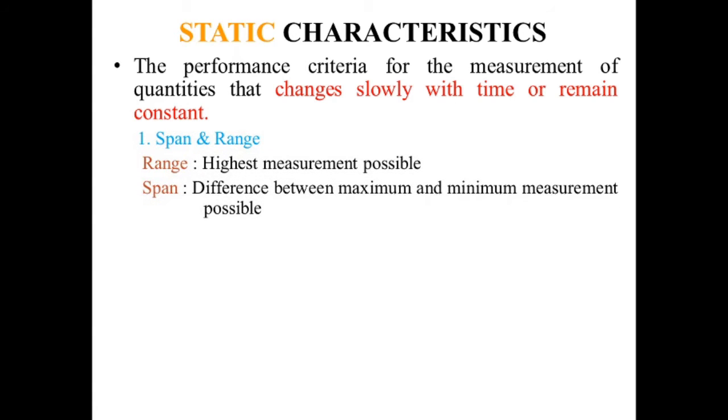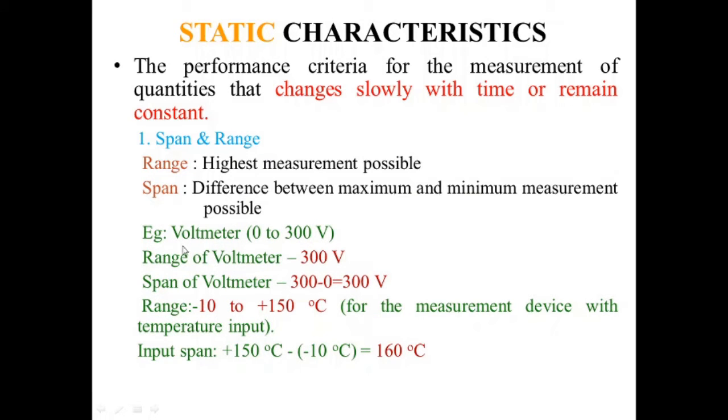Now coming to the different static characteristics of electrical measuring instruments. The first one is the span and range, where range is the highest measurement possible and span is the difference between the maximum and minimum measurement possible. For example, take the case of a voltmeter with a specification of 0 to 300 volt. That means here the range is 300 volt and the span of the voltmeter is 300 minus 0, that is 300 volt.